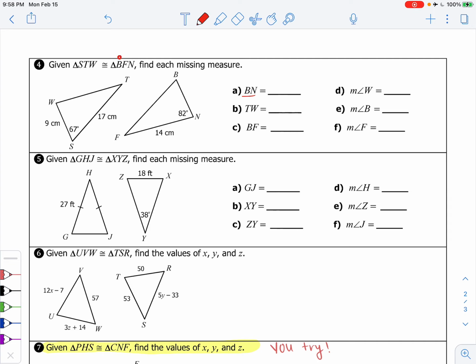BN, B is the first letter, N is the last letter, corresponds with S is the first letter, W is the last letter, so it corresponds with SW. That's this side length right here. Well, lucky for us, we know that SW is 9 centimeters. So because BN and SW are congruent, their size must be the same. So I can say that BN is also 9 centimeters.